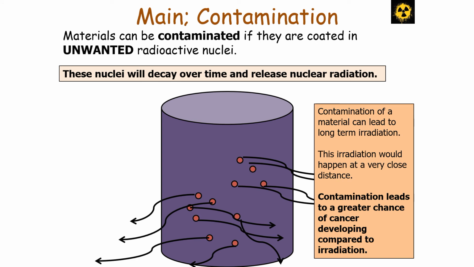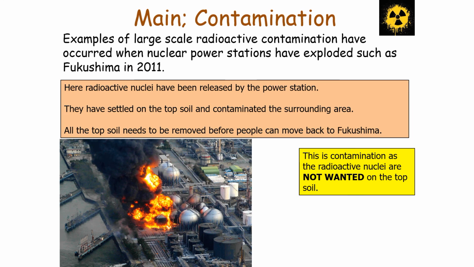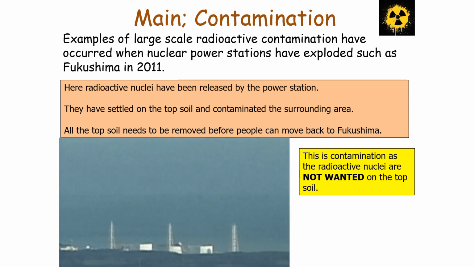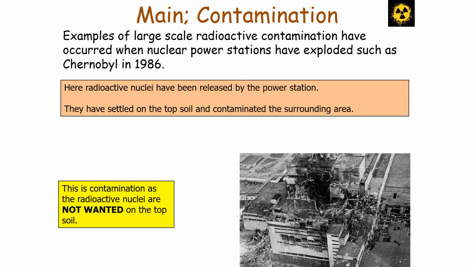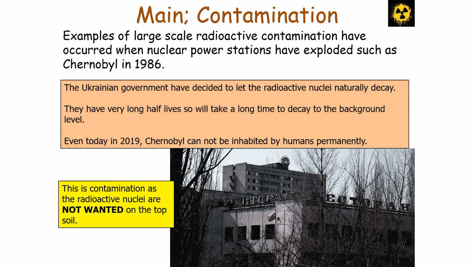So contamination leads to a greater chance of cancer development compared to irradiation. Now many examples of large-scale contamination have been when nuclear power stations have exploded, such as the Fukushima power station in 2011. So this is contamination, as the radioactive nuclei are not wanted on the topsoil around the Fukushima power plant. Now it's important to note that contamination will only occur if you have unwanted radioactive nuclei on a particular object, and it was also the case when the nuclear power station exploded in Chernobyl in 1986. So it's very important we understand what contamination is.